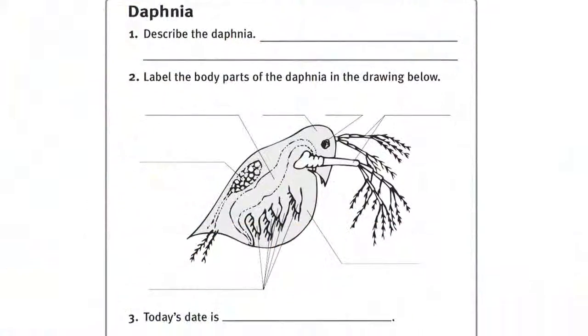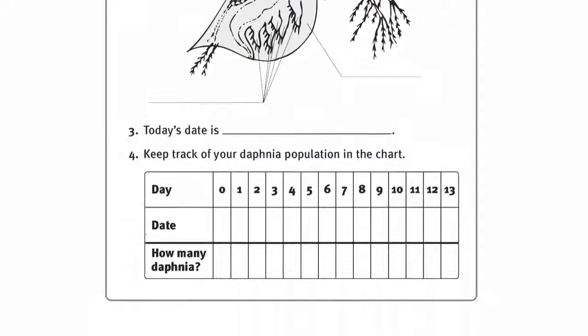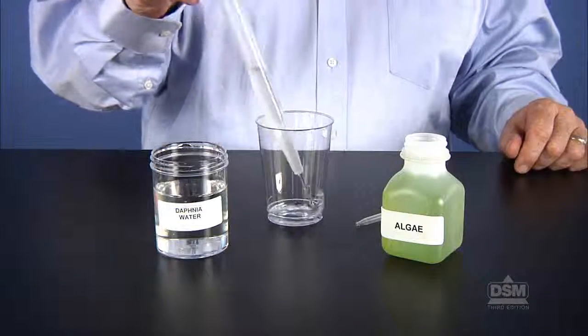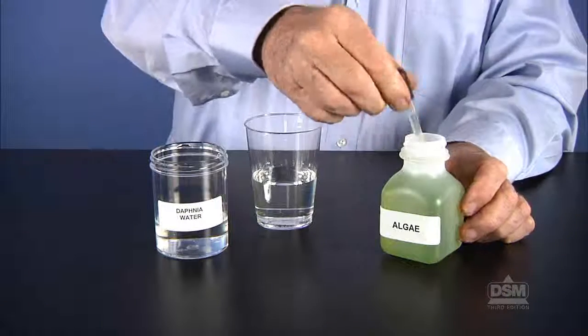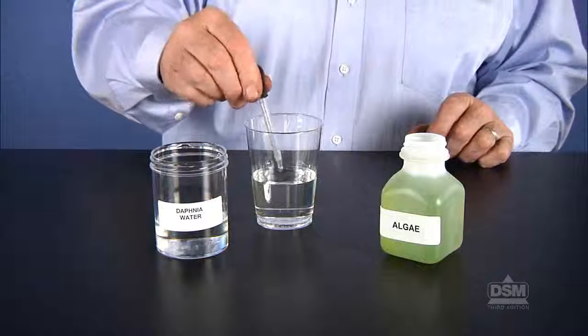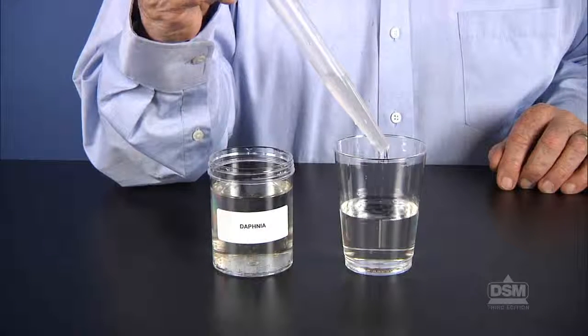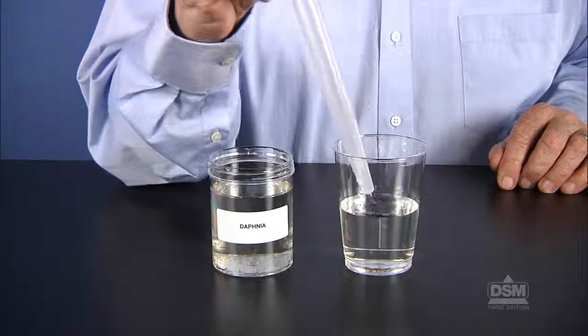To prepare for the activity, make a copy of Activity Sheet 7 for each student. For each team, half fill a container with Daphnia water. Add 1 dropperful of algae water to each container. Then use the baster to place about 10 Daphnia in each container.